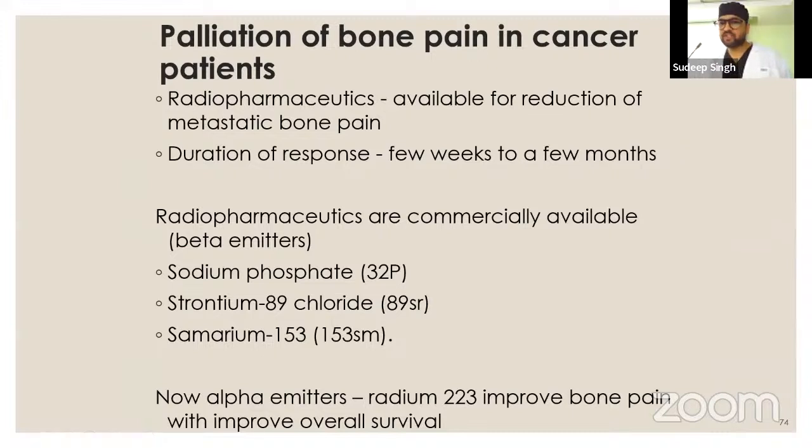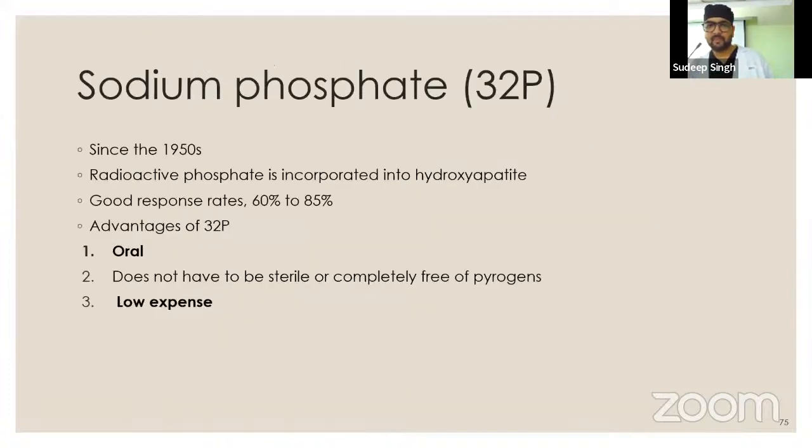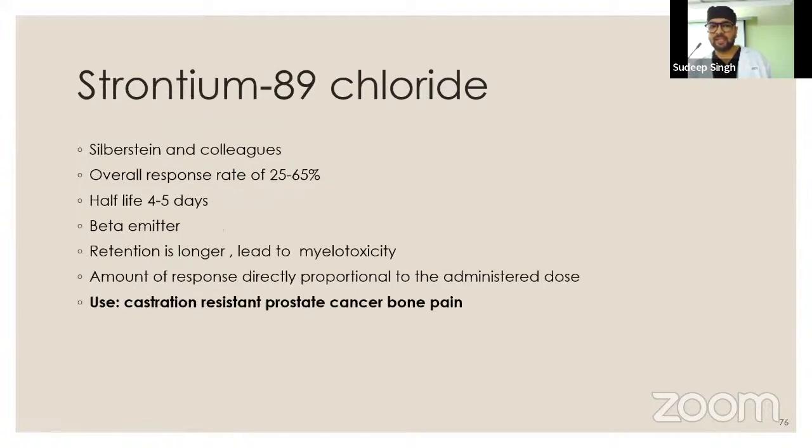It is used for palliation of bone pain in cancer patients. There are radiopharmaceuticals available for reduction of metastatic bone pain, and the duration of response is from a few weeks to a few months. The commercially available ones are sodium phosphate, strontium 89 chloride, and samarium 153. These are all beta emitters. Now alpha emitters are also used, for example, radium 223. Sodium phosphate, the advantage is it is oral and less expensive.